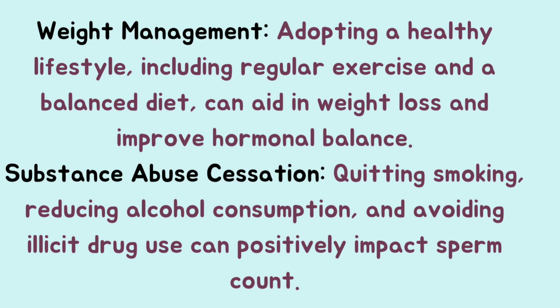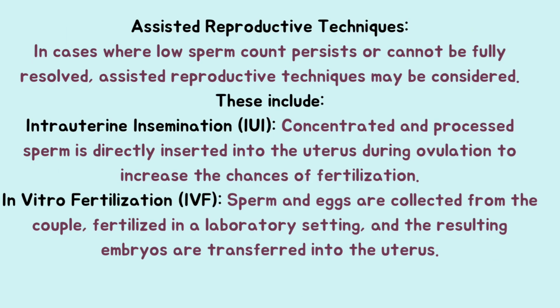So weight management, you adopt a healthy lifestyle, including regular exercise, like we've talked about, balanced diet, and do weight loss. This will help you with improving hormonal balance. And then quitting smoking or alcohol or those other illicit drugs that you have been using can be a good factor. For others, we can do assisted reproductive techniques, which include intrauterine insemination.